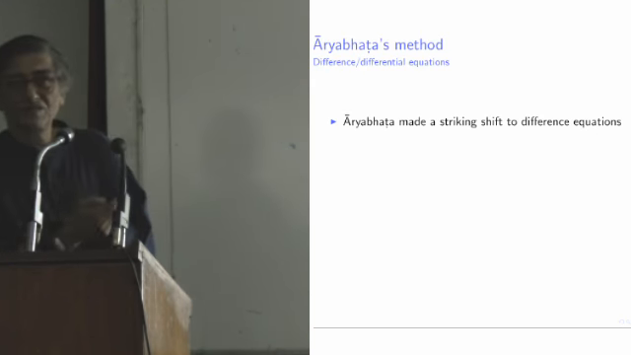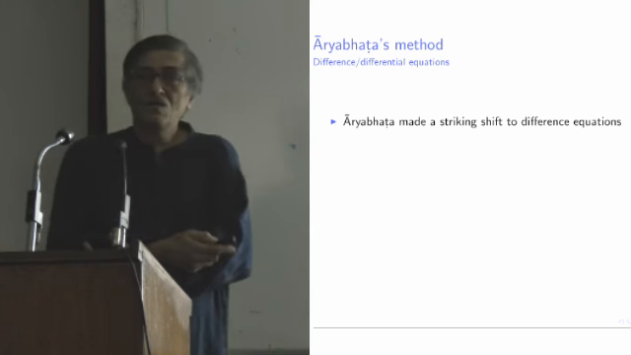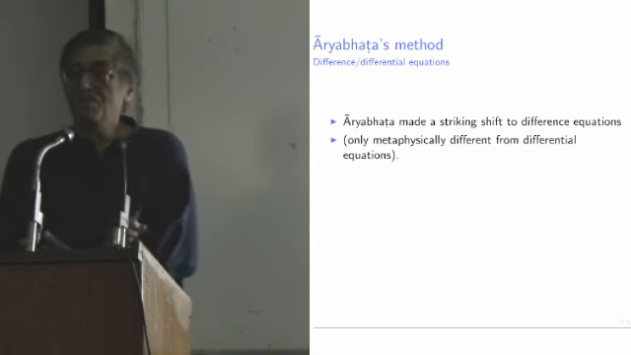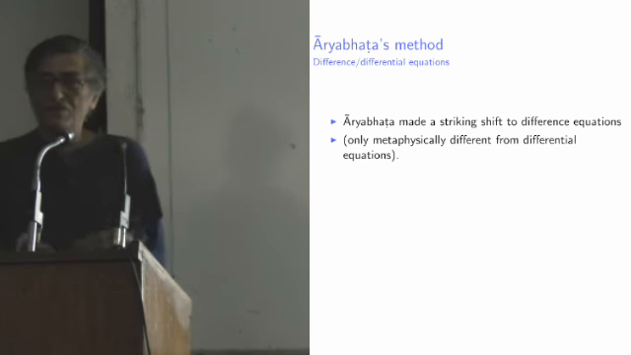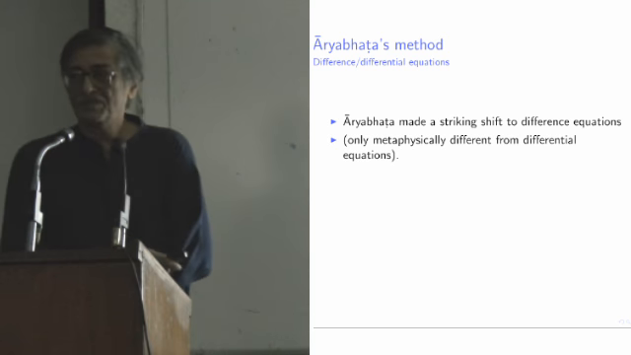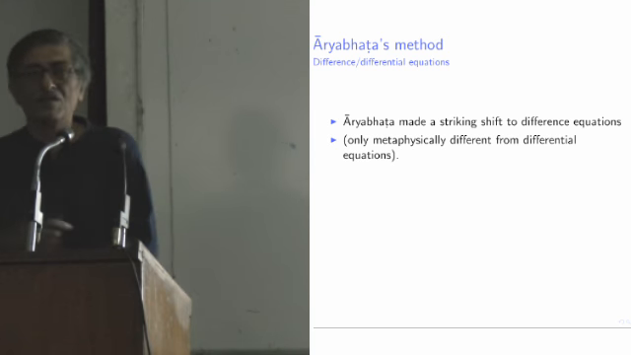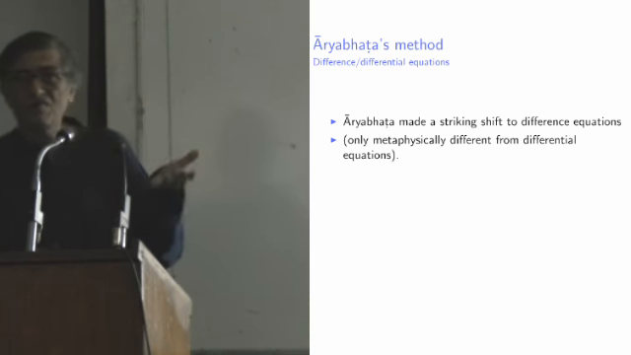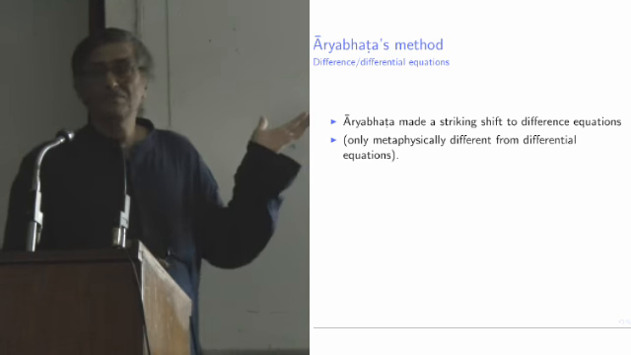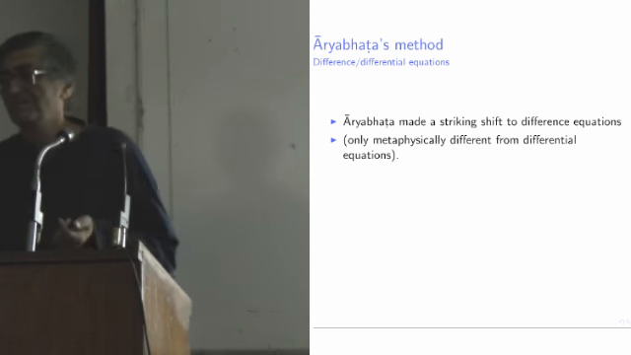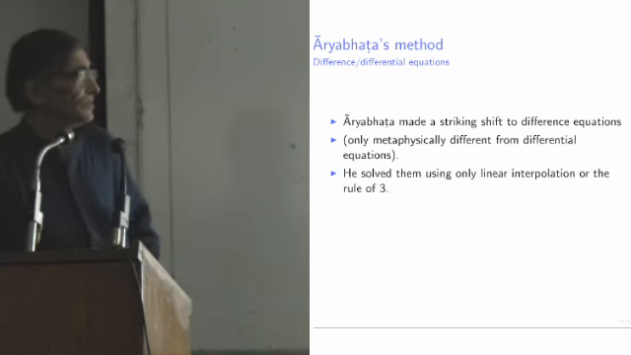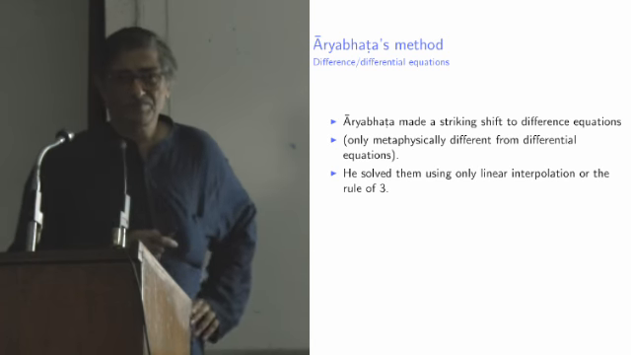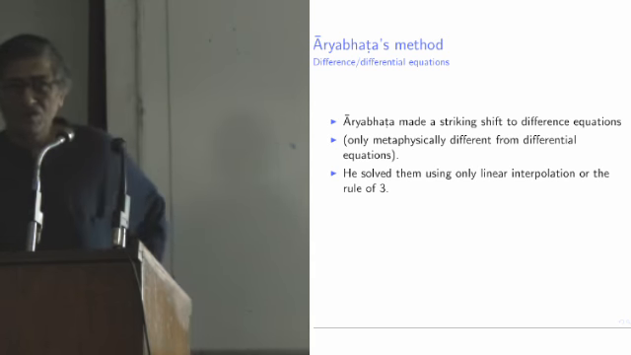So there was a striking shift because they solved what you might call difference equations, which are only metaphysically different from differential equations. Every differential equation that you solve, except for a very few simple things where you can write down a formula, and writing down a formula doesn't mean much, ultimately when you want to calculate it, you have to use the difference equation. That's how you do it on computers all the time. So in practical terms, there is no difference. He solved them in a very simple way, using linear interpolation, or what he called the rule of 3.